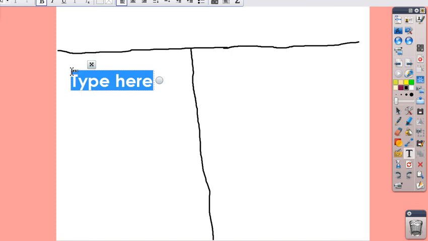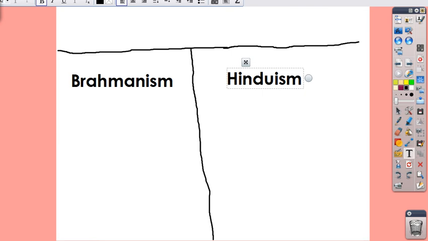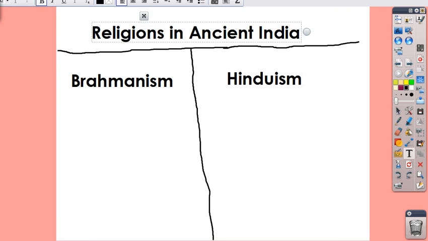And on one side, we're going to write Brahmanism. Alright, one side's going to say Brahmanism, the other side will say Hinduism. And we're going to label our chart Religions in Ancient India. Alright, we're going to be taking notes about Brahmanism and Hinduism. So, as I write down through here, you're going to be writing the same notes. Alright, so you should be ready. Here we go.